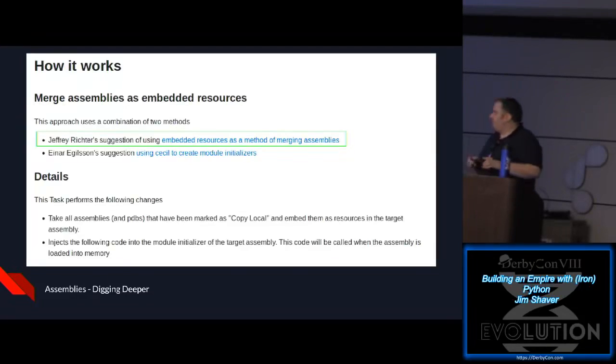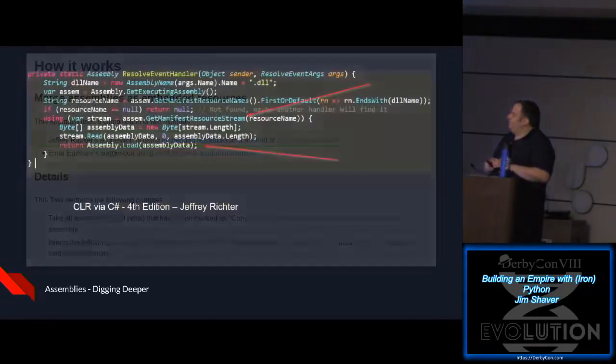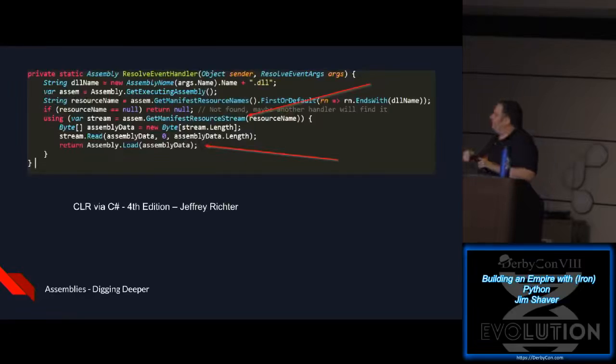So Jeffrey Richter talks about this concept of embedding resources as a method of merging assemblies. Okay, and this is the code that he has from his book called CLR via C#. Jeffrey Richter is a guy who worked at Microsoft, or works there, I don't know if he still does. And what he figured out is really clever. The first time I really understood this code, I was like, wow. This guy was thinking outside the box. This guy would have been an incredible hacker, but he probably chose another path.